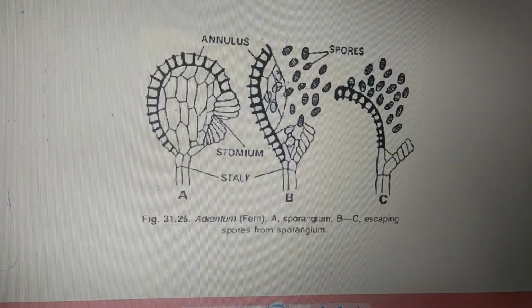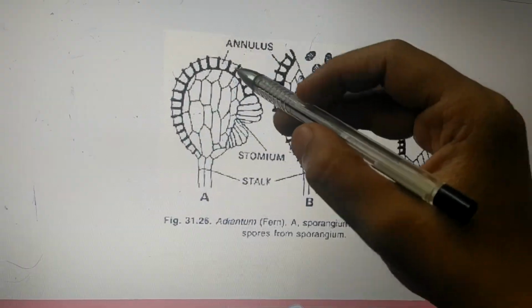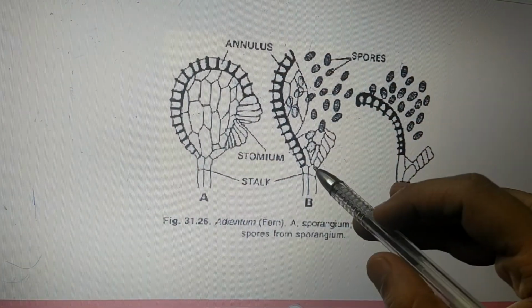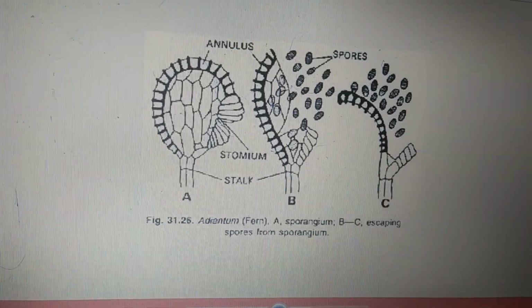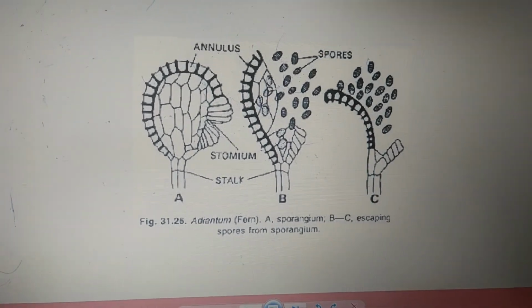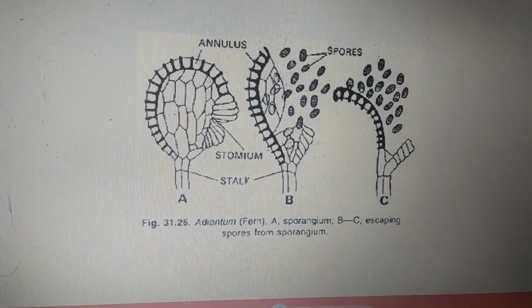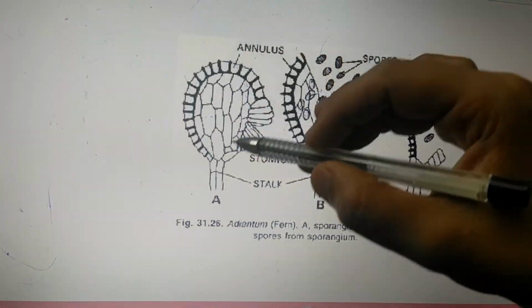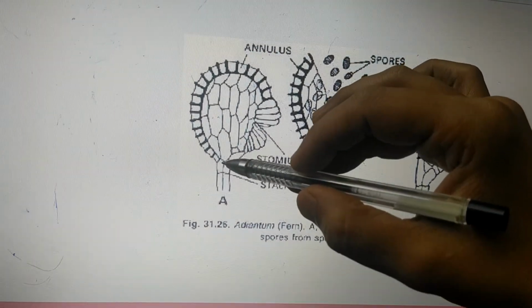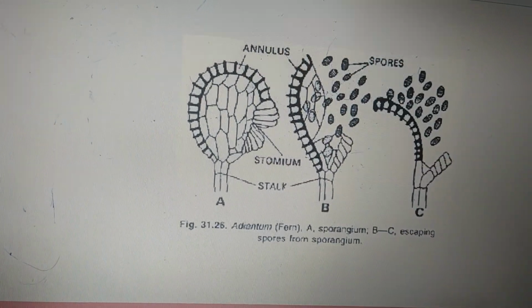Now this is the structure of a mature sporangium. This one is the mature sporangium, this is the burst opening of the sporangium, and C is showing the dispersal or escaping of the spores. Now we will speak about what this mature sporangium contains. A mature sporangium is somewhat a globular structure with a multicellular stalk. This globular structure we are going to call the capsule.